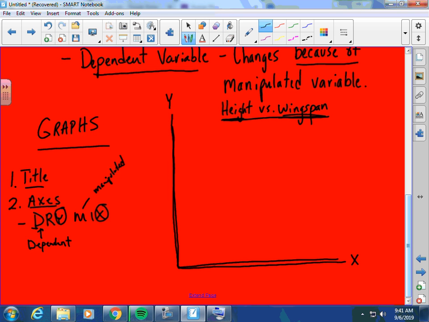All right. So if we say the wingspan depends on the height, then we are going to put the wingspan on this axis. Okay? Which then means that the height must go on this one. Okay?